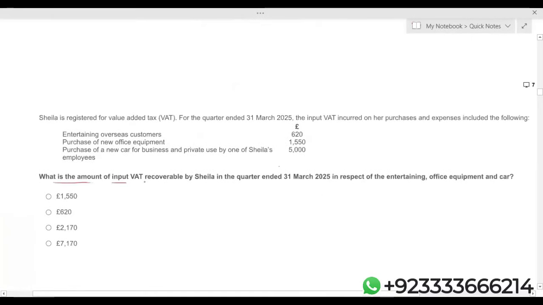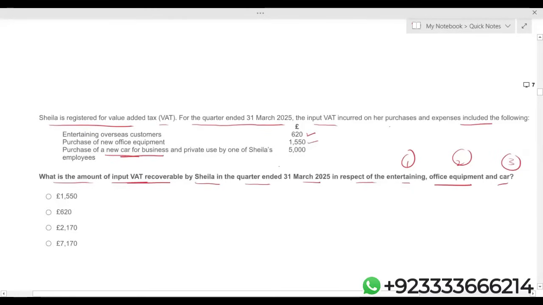What is the amount of input VAT recoverable by Shelia in a quarter ended March 25 in respect of entertaining, office equipment and car? Shelia is registered for VAT. For the quarter ended March 25, the input VAT incurred on her purchases and expenses includes the following. Entertaining overseas customers. If you're entertaining overseas customers, input VAT is recoverable. Purchase of new office equipment, of course, it is recoverable.